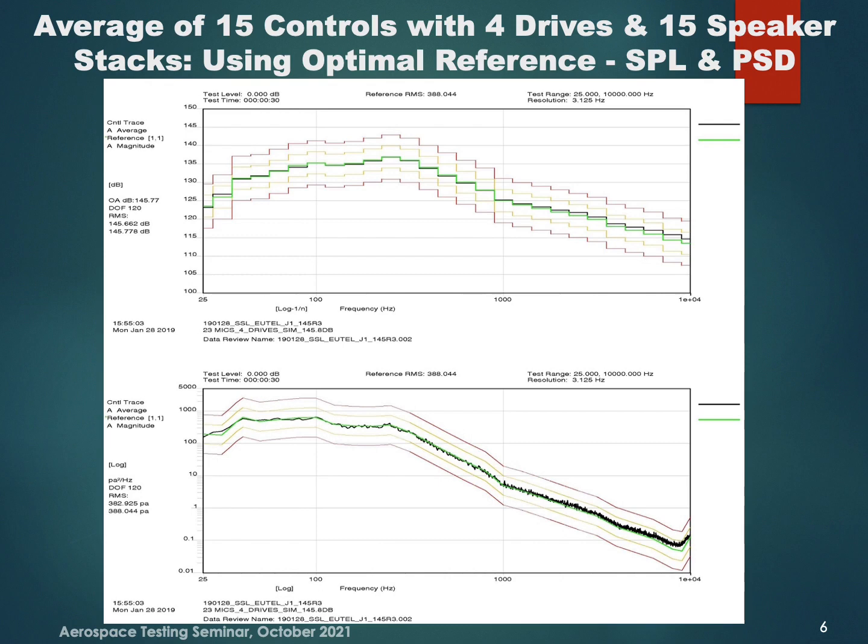Here's the result, the average of 15 controls with 4 drives and using 15 speaker stacks as before, but now using the optimal SDM reference. It's presented in both 1/3 octave SPL and narrowband PSD spectral formats. As you can see, the correspondence to the reference spectrum is quite good, within a few tenths of a dB.